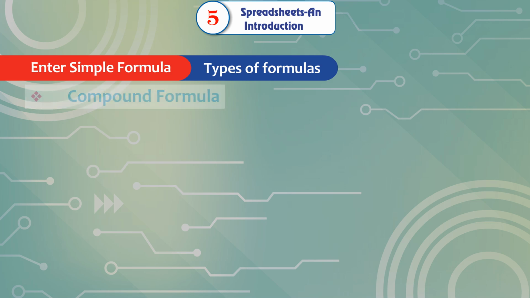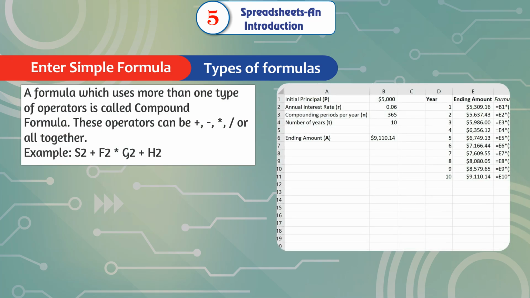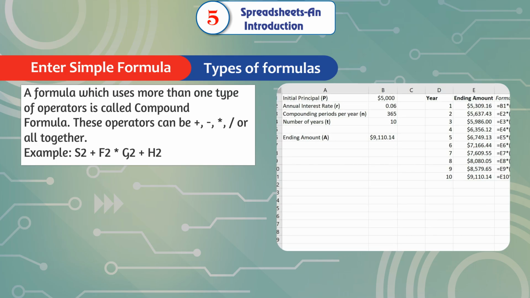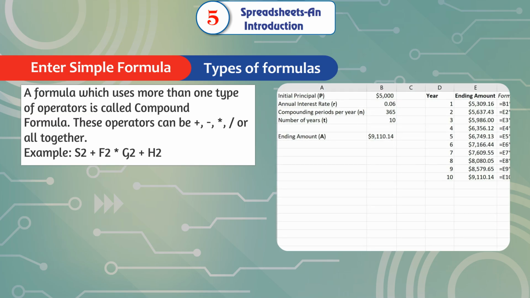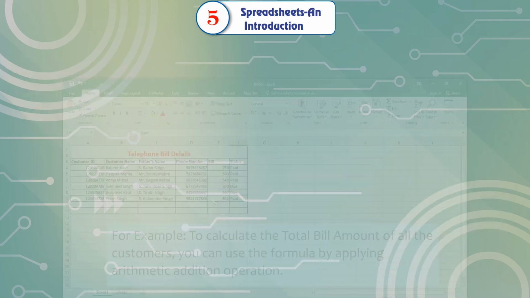Compound formula. A formula which uses more than one type of operators is called a compound formula. These operators can be plus, minus, asterisk, slash, or all together. Example: S2 plus F2 asterisk G2 plus H2.